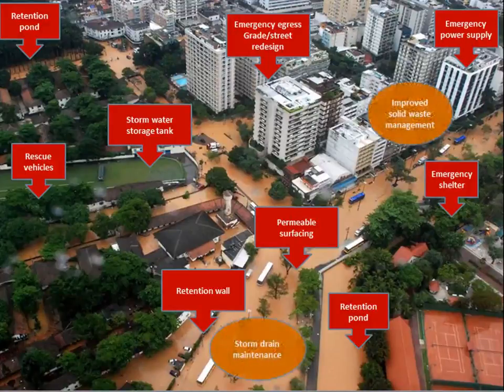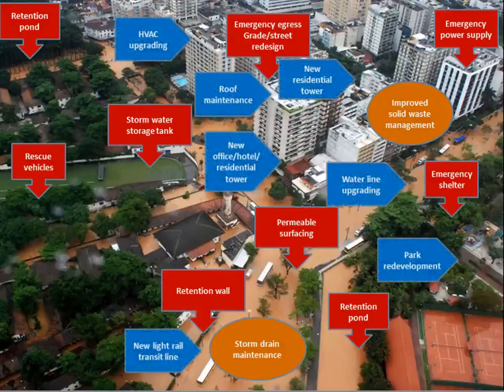At the same time, you see in the blue boxes the types of things that private sector investors will surely continue to invest in this area in spite of the risk profile of the area. So they will need to invest in new residential towers and new commercial buildings in the area. They will invest in improving their roofs. They will invest in upgrading or replacing their old HVAC systems.